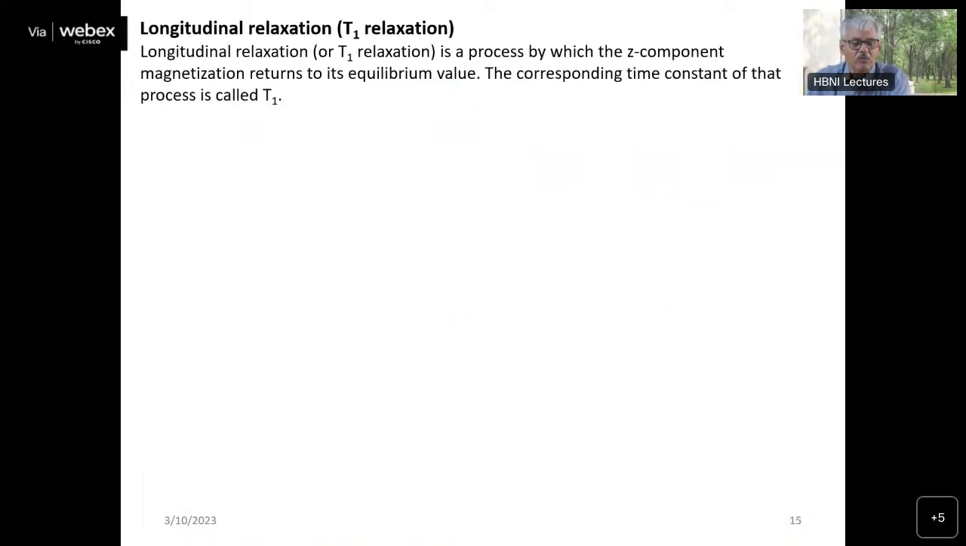Okay, so now we'll talk about the longitudinal relaxation. It is a process by which the Z component magnetization returns to its equilibrium value, and that time constant is called T1.